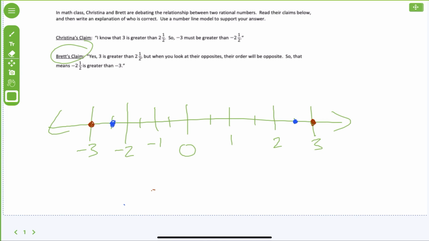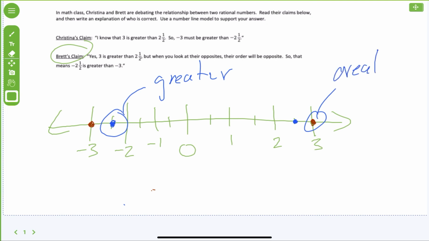Okay? They're less negative. Think of it like that. They're less negative. So that's how we would see that as greater. Negative 2.5 is greater. And 3, of course, we know is greater. Okay?